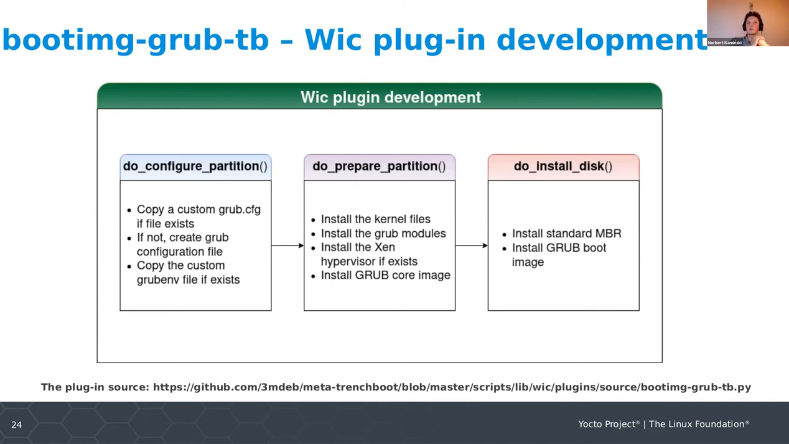So the next method is prepare partition. It populates the boot partition with kernel files and custom GRUB modules. Custom, because we are copying the standard GRUB modules, but there are also modules which enable secure launch in GRUB. So it is checking if the Xen hypervisor exists, and if it exists, it copies Xen to the boot partition. And at the end, it installs the GRUB core image.